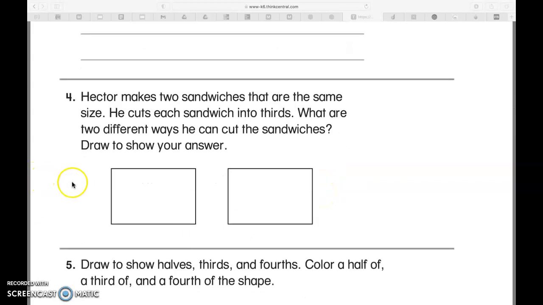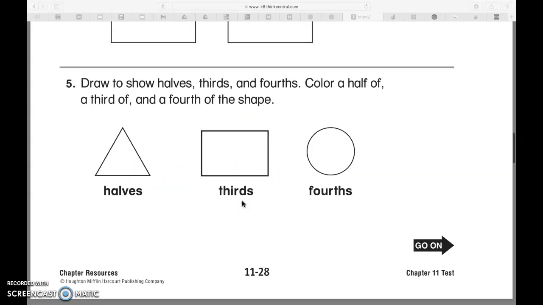Number 4, Hector makes 2 sandwiches that are the same size, and he cuts each sandwich into thirds. What are 2 different ways he can cut the sandwiches? This way would be your first way that he could draw it or cut it into thirds. This way would be your second way that he could cut into thirds.